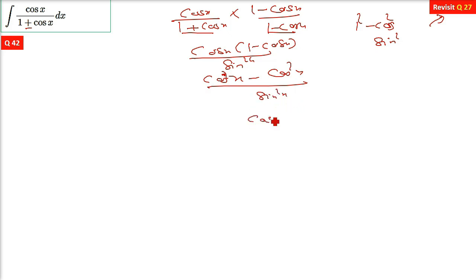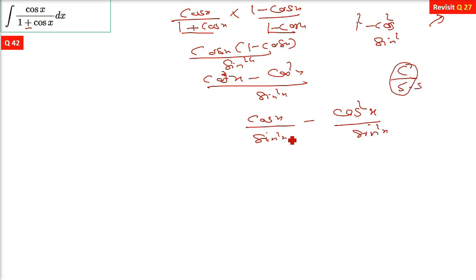Now separate them out: cos x by sin square x minus cos square x by sin square x. Now what do you get here? See, cos x by sin square x, you can write it as cos by sin into 1 by sin. Cos by sin is cot x. What is 1 by sin? 1 by sin is cosec x. So let us write it as cot x cosec x. Cos square x by sin square x is cot square x.